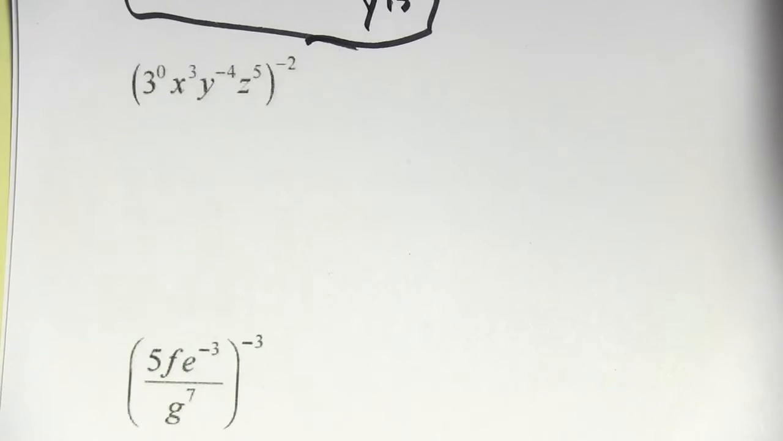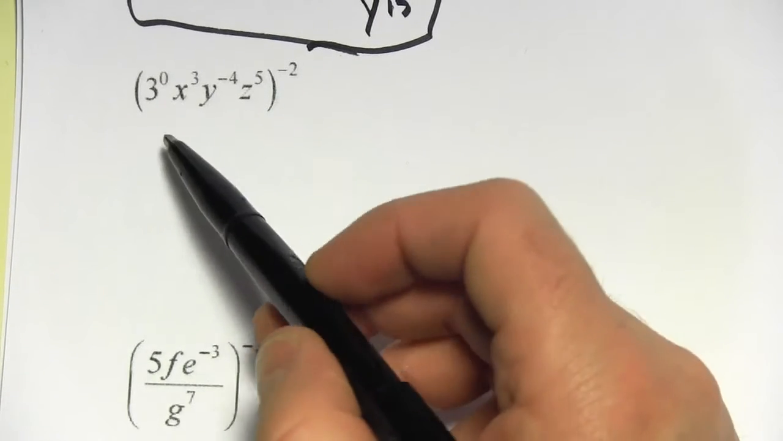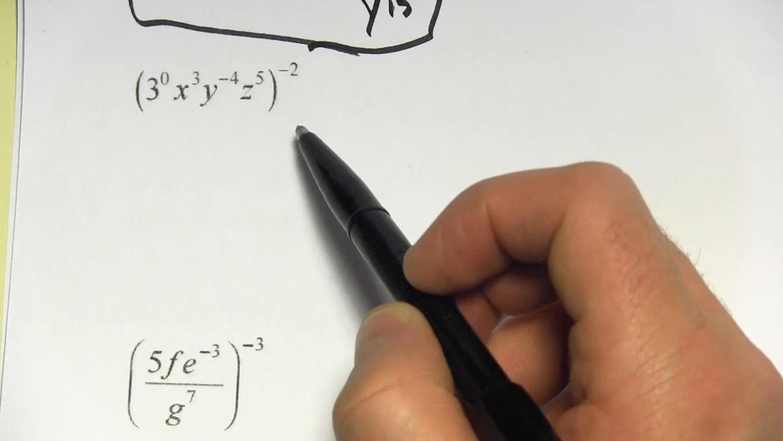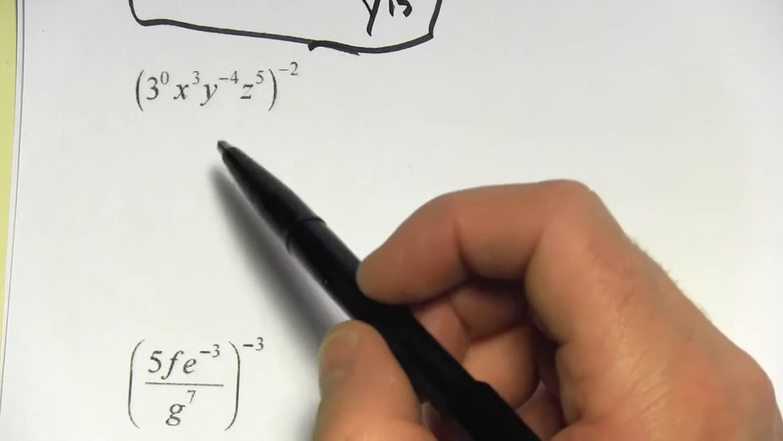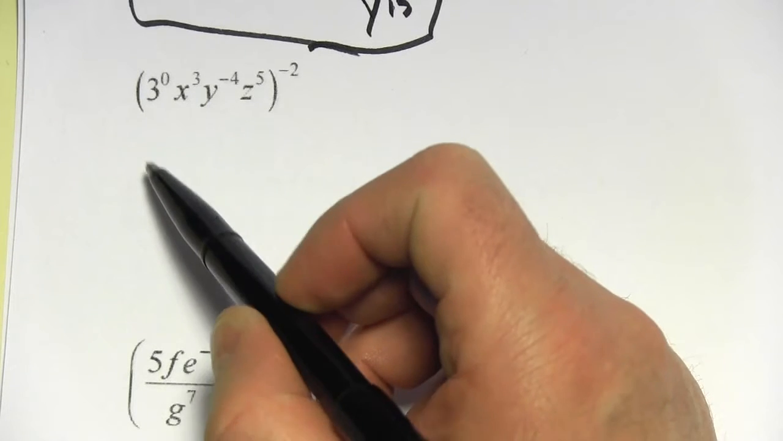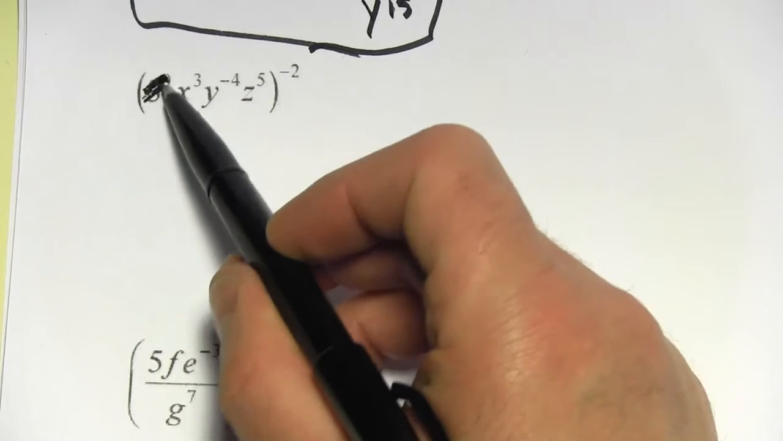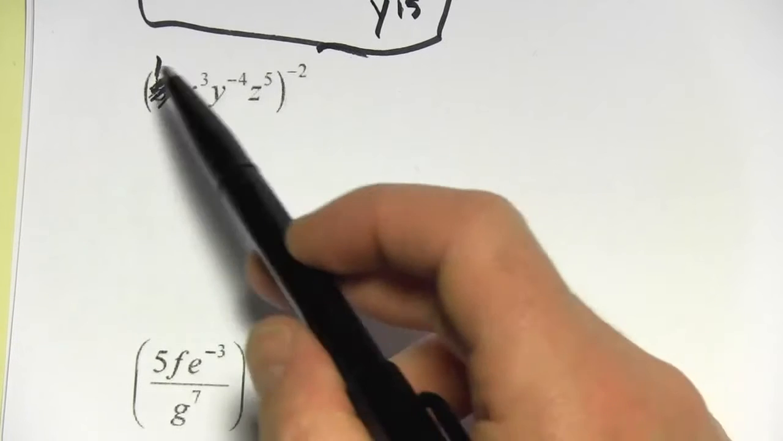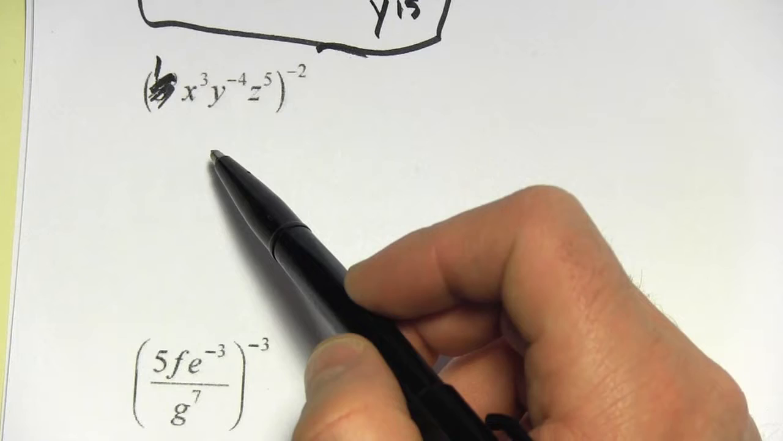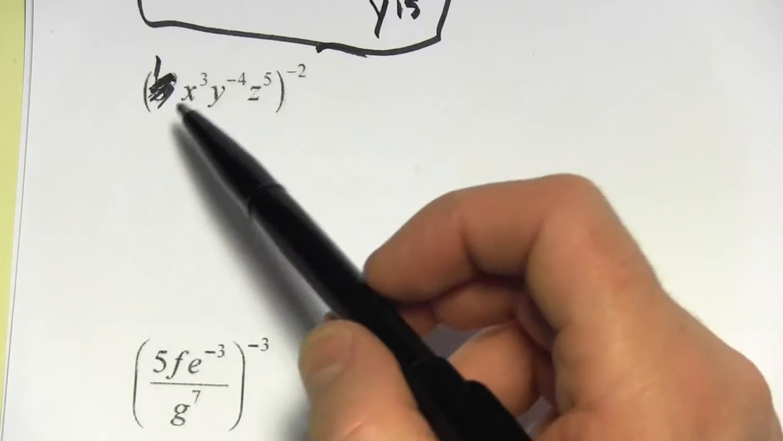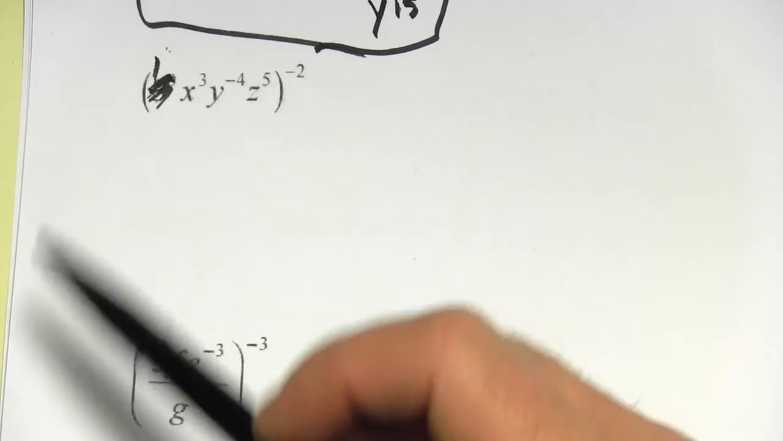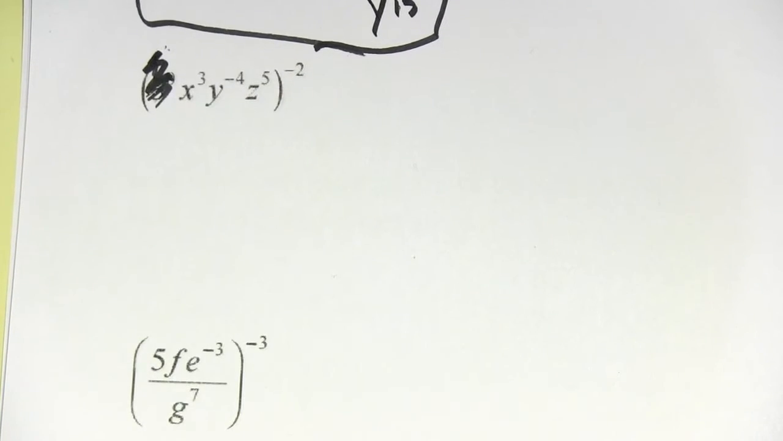Let's take a look at another one. So here we have 3 to the 0 power, x to the third power, y to the negative fourth, z to the fifth, all raised to the negative second. The first thing I'm going to do is deal with this 3 to the 0 power. Anything to the 0 power is 1. So that's just the number 1. And I could go ahead and raise that 1 to the negative 2 power, and it would still be 1. And if I multiplied it by what's left there, it wouldn't make a difference, because anything multiplied by 1 is just itself. So I can ignore that. So that's something we don't have to worry about.